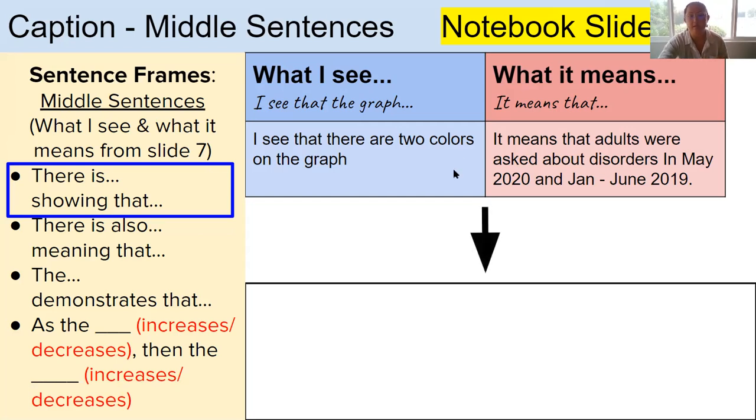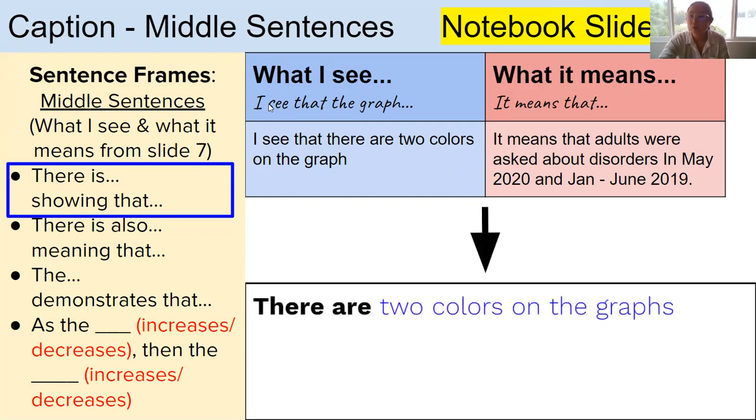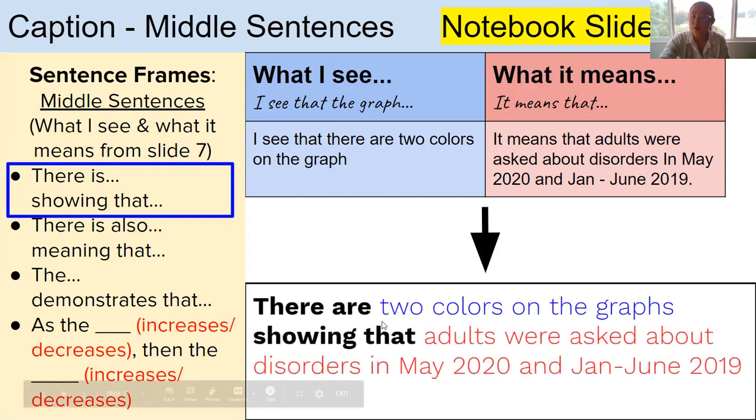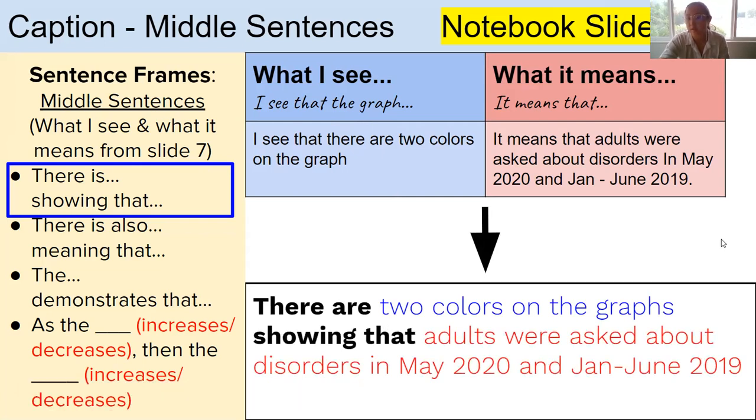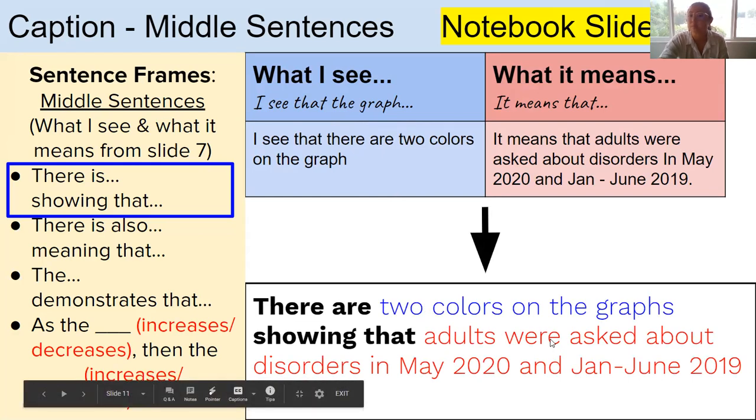So what I'm going to say is there are 2 colors in the graphs, right? So that's the what I see part. And then I'm going to say showing that adults were asked about disorders in May of 2020 and January to June of 2019. So see, I stated what I see in the graph and then I explained it, right? Using the interpretation I already had down in my notebook.